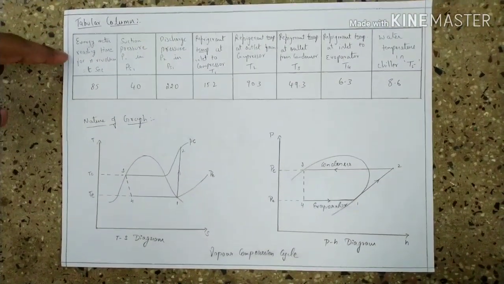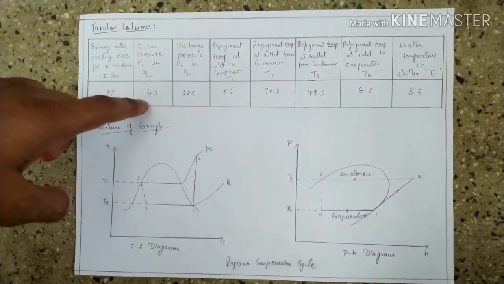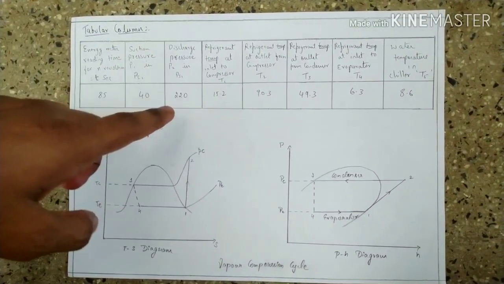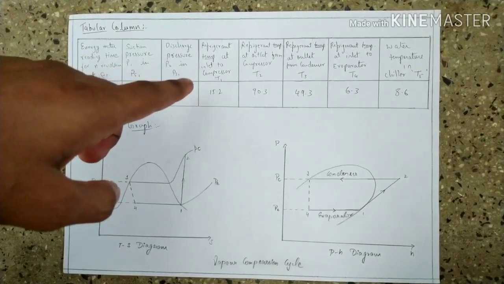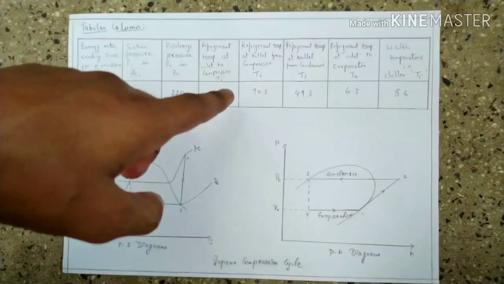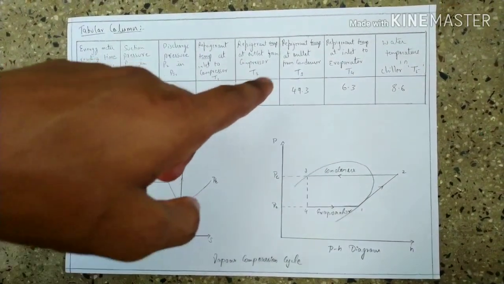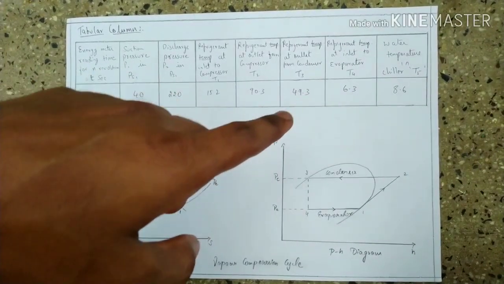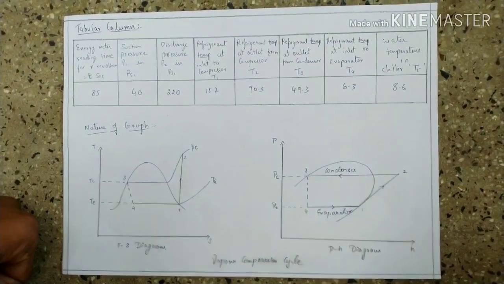So the time taken for 10 revolutions is 85 seconds, and the suction pressure is 40 psi. Discharge pressure is 220 psi. Refrigerant temperature at inlet to compressor, T1, is 15.2, and T2 is 90.3 degrees Celsius. T3 is 49.3, and T4 is 6.3, and T5 is 8.6 degrees Celsius.